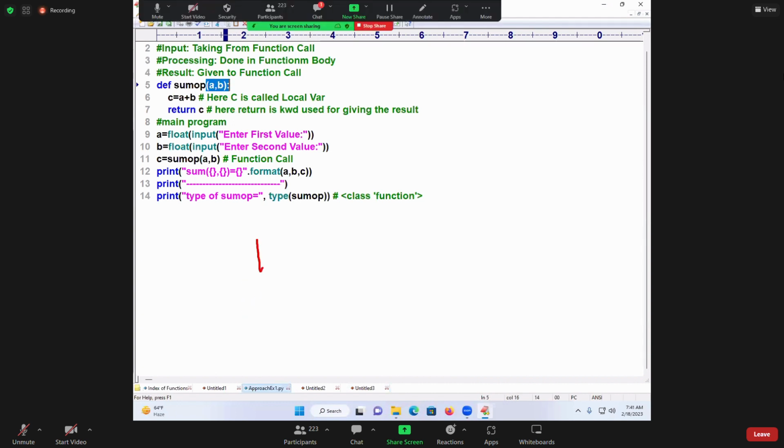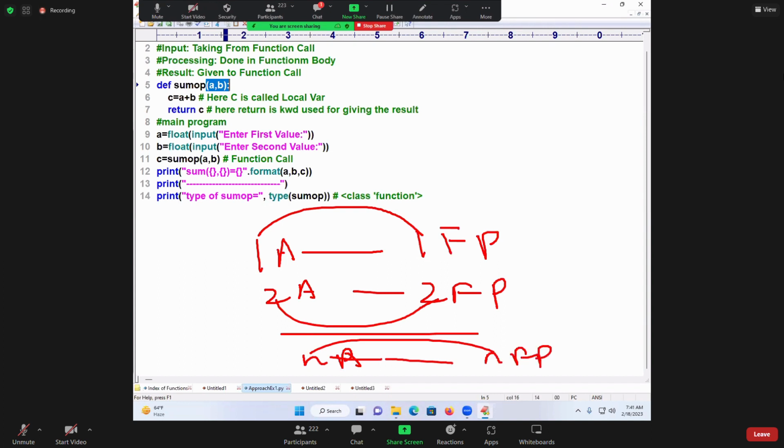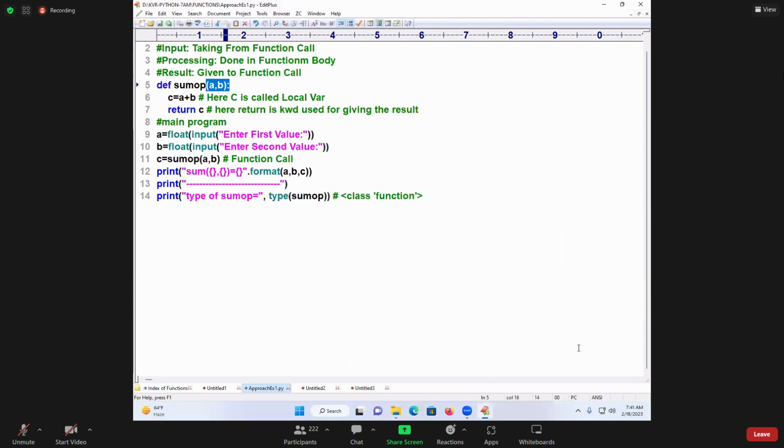The first argument is passing to the first formal parameter, correct? The second argument is passing to the second formal parameter, which is called first position to first position, second position to second position, nth argument to the nth formal parameter. This is known as the positional arguments passing mechanism. What is the default arguments mechanism? The positional arguments mechanism.